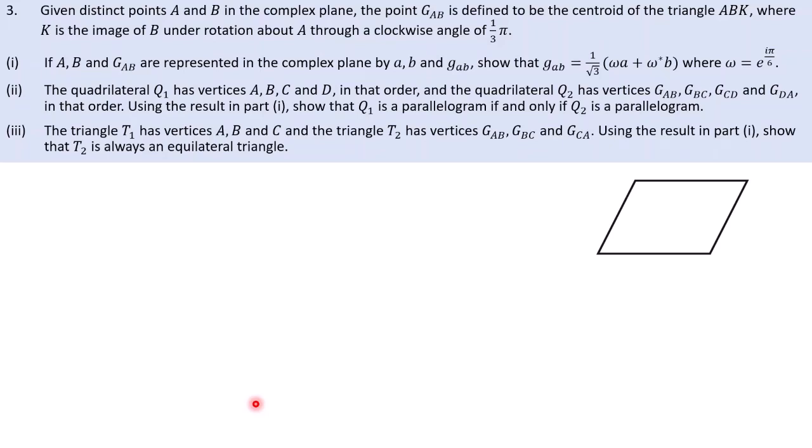So for part 2, we are given the quadrilateral Q1 with vertices A, B, C, D in that order, and quadrilateral Q2 with vertices GAB, GBC, GCD, GDA in that order. So using the result in part 1, show that Q1 is a parallelogram if and only if Q2 is a parallelogram. Okay, so this is quite an interesting application, sort of like a mini theorem already. Now, how do we do this?